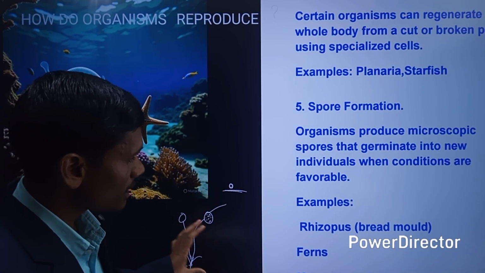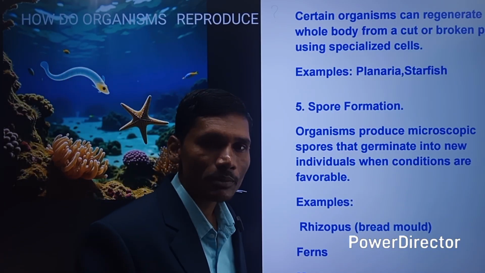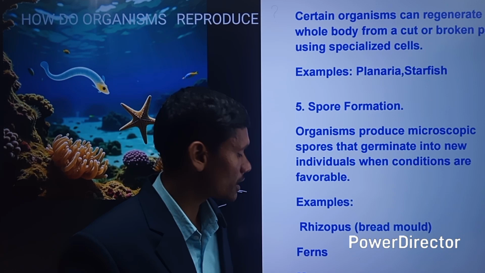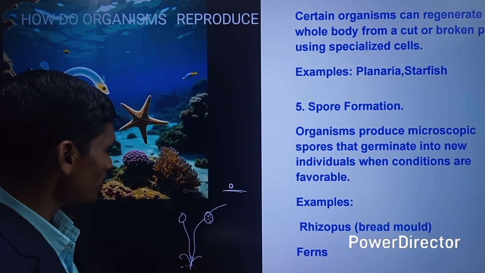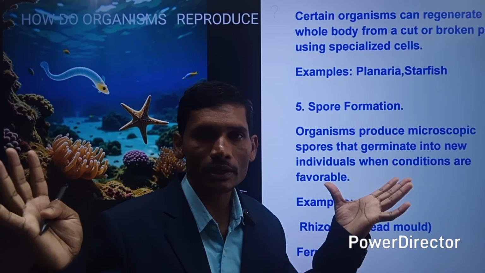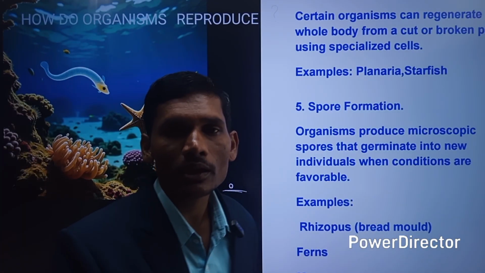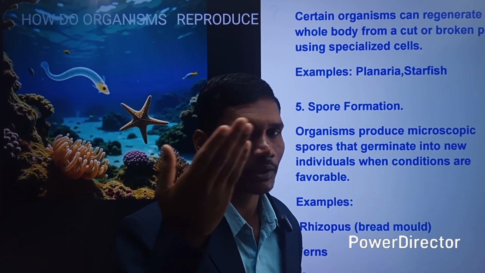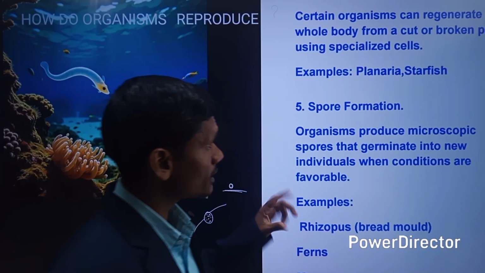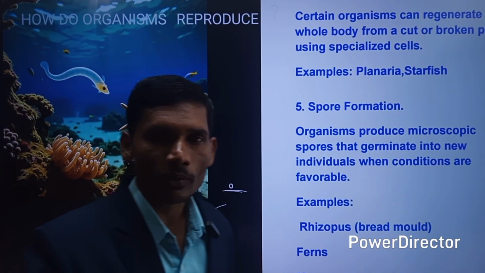Examples are fungus, otherwise ferns or mosses. These are reproducing through spore formation. Spores are floating in the air continuously. Wherever moisture is there, they will settle there and start growing. That is how we can say spore formation is also one more asexual method of reproduction.